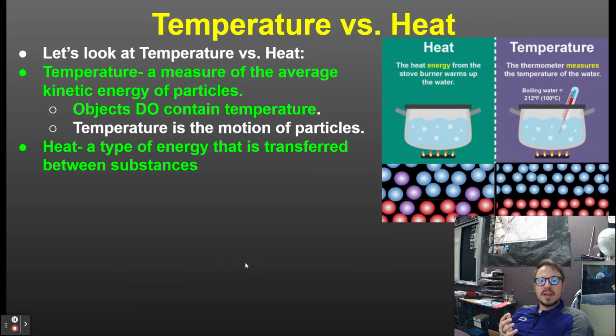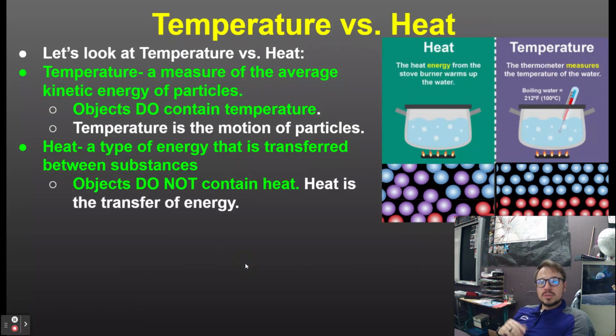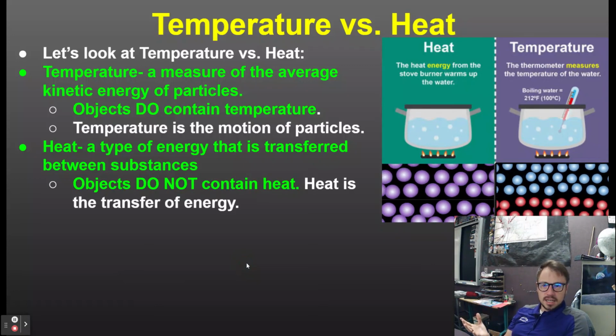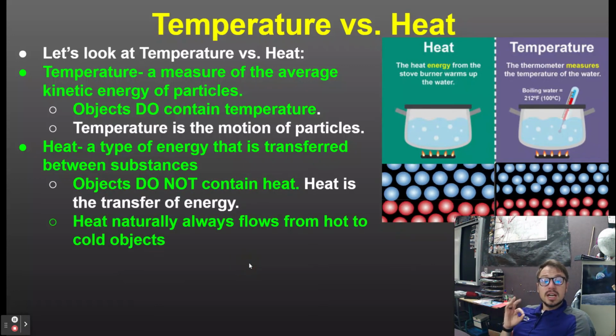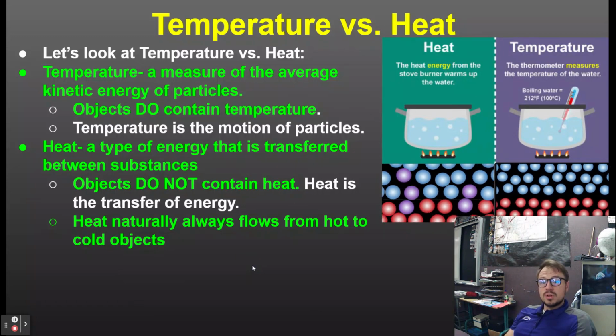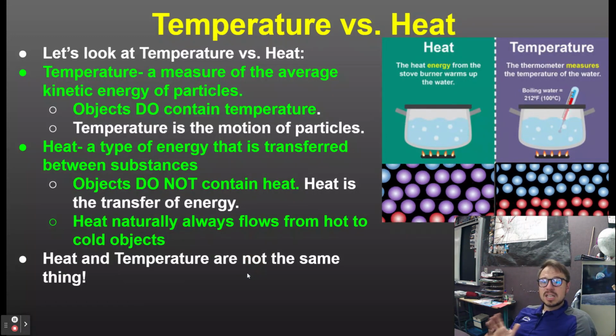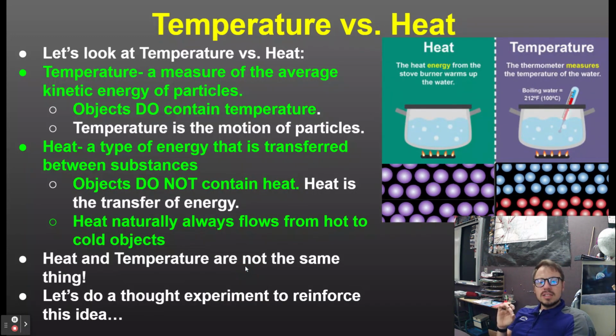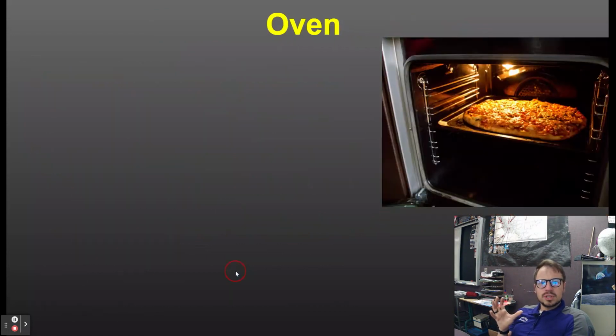Now, heat is a type of energy that is transferred between substances. Objects do not contain heat. Heat is just the transfer of energy. Heat naturally always flows from hot to cold objects. Now, heat and temperature are not the same thing. So let's do a thought experiment to reinforce this idea.